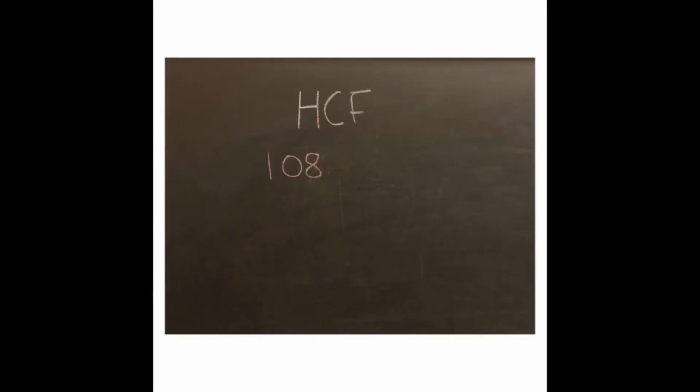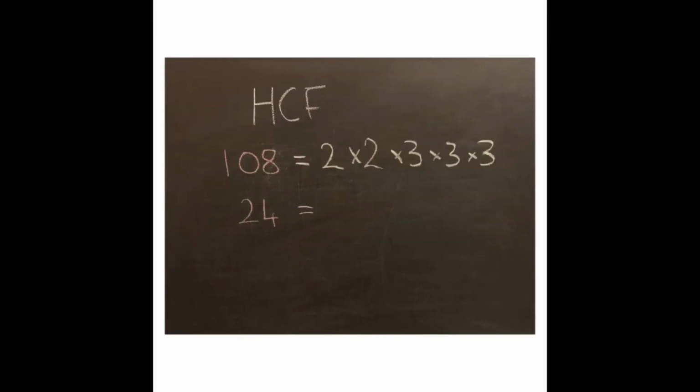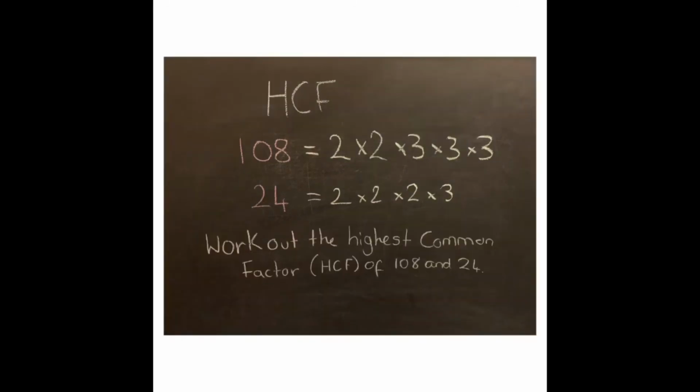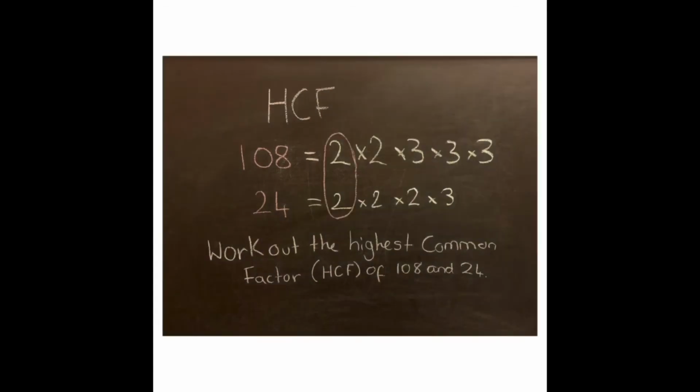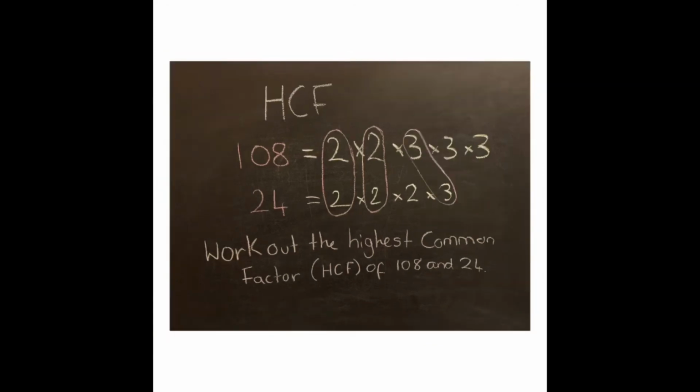Now let's look at a question asking us to calculate both the 108 and 24. So let's write the answer for 108 and the answer for 24 that we've got. And if we get a question saying work out the highest common factor of 108 and 24, they want us to find out the highest common factor of both 108 and 24. So that means we circle the ones they have in common. So there's a 2 in both of them, so we circle that as 1. And there's another 2 in common, so we circle that, and the 3 is also in common.